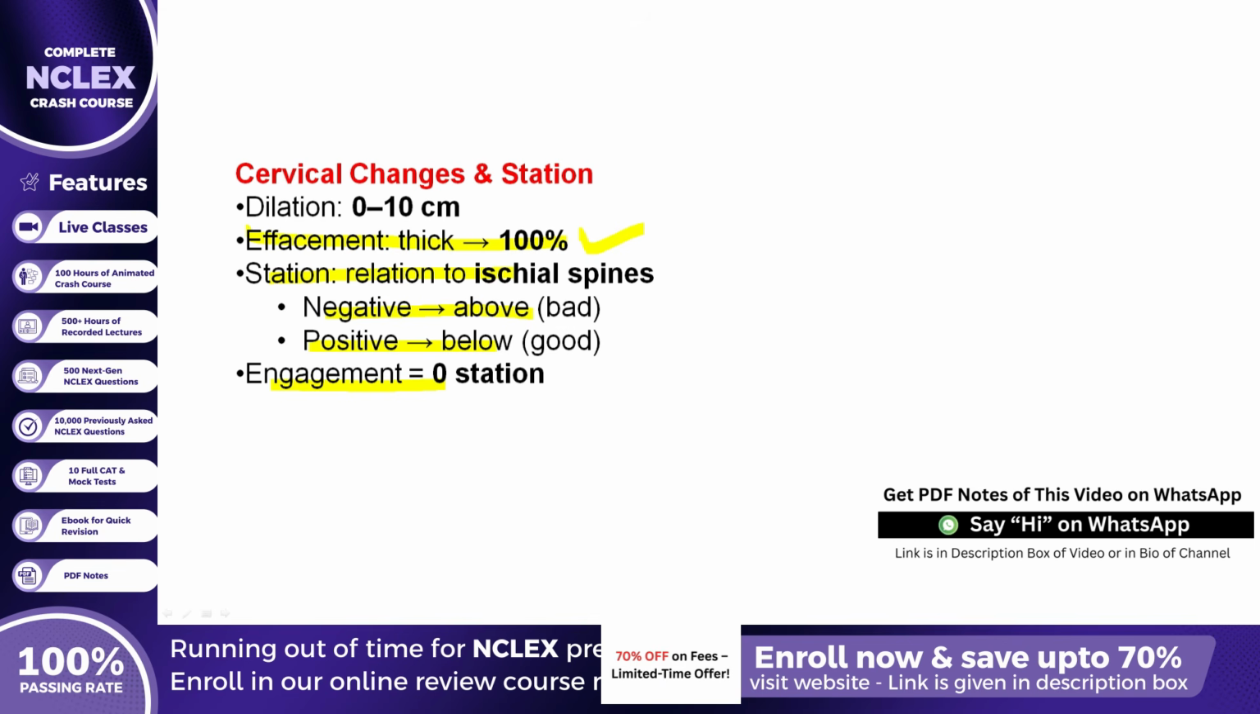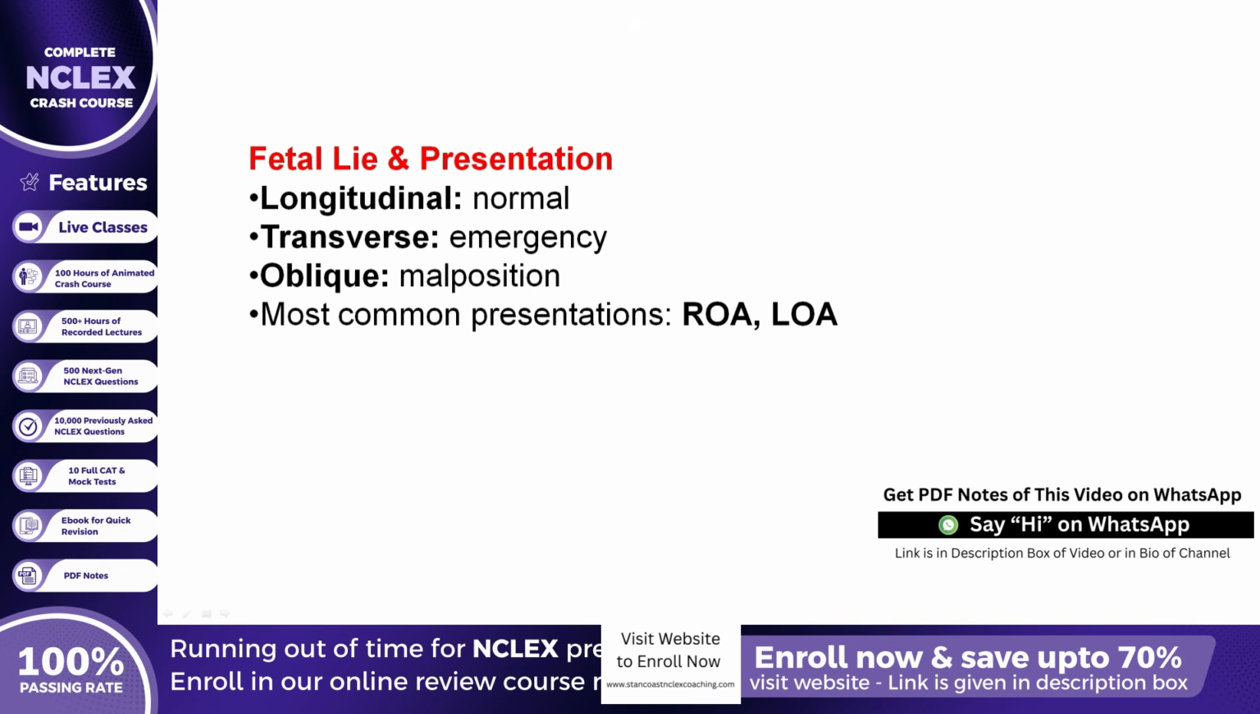Now, when we look at fetal lie and presentation, a longitudinal lie is considered normal and is what we expect in labor. A transverse lie is an emergency because the baby is positioned sideways. An oblique lie is a malposition and also not ideal for delivery. The most common fetal presentations are right occiput anterior, or ROA, and left occiput anterior, or LOA.